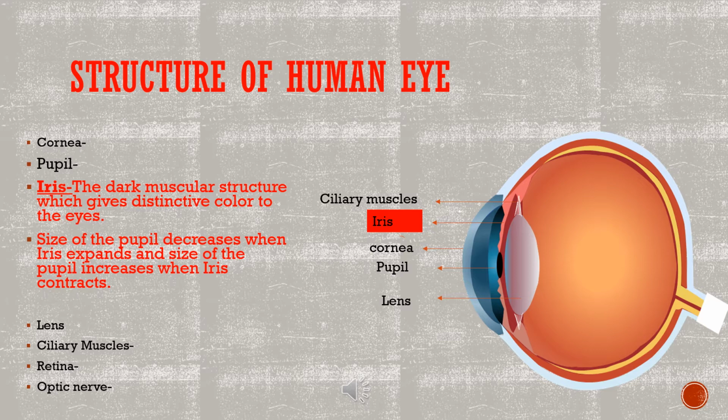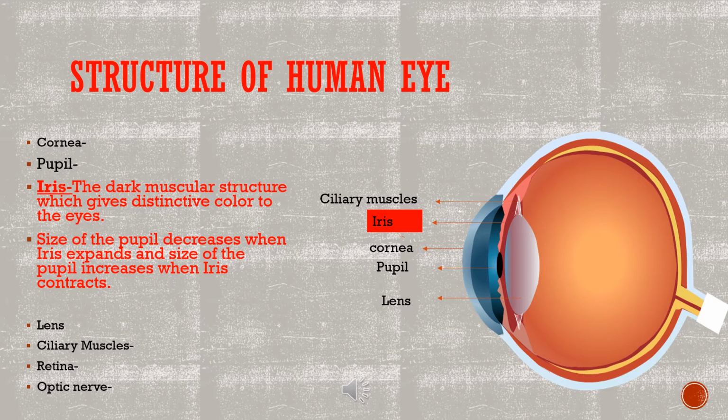Now the iris is helping the pupil. Pupil, you know, is the small hole through which light is entering into our eyes. The iris is helping the pupil to adjust the amount of light entering into our eyes. If too much light is entering, sometimes the interior part may get damaged.